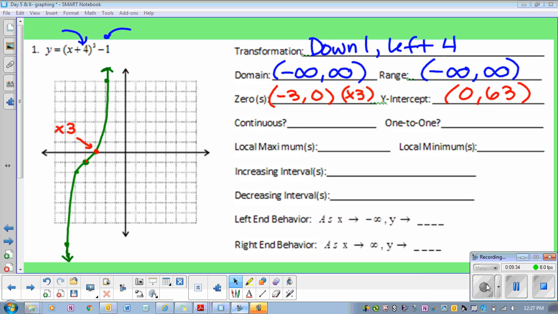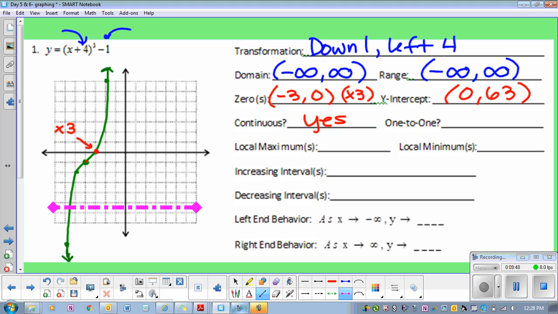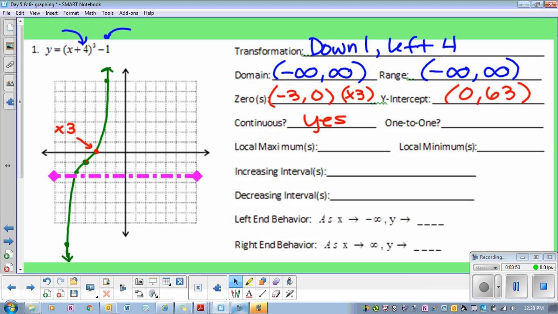See? Okay, so is this graph continuous? What do we say? Yes. Always. Now, is this 1-to-1? Yeah? Good, it is. It is 1-to-1. If I draw a horizontal line and I run it through this graph, it only hits it at one spot.